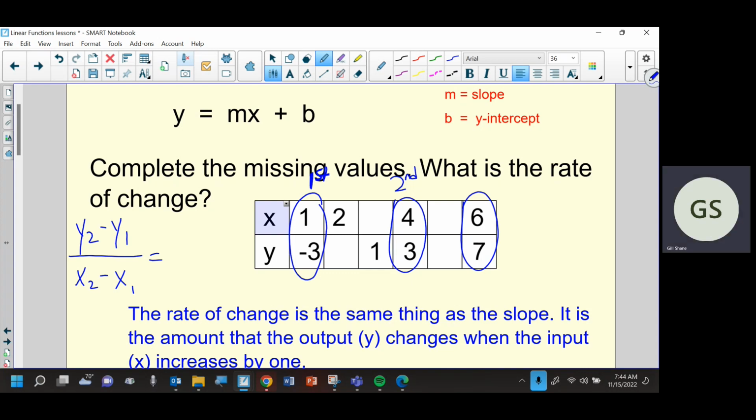So I'm going to call this my first point. I'm going to call this my second point. That's all.